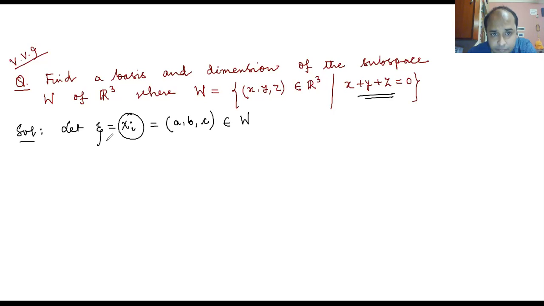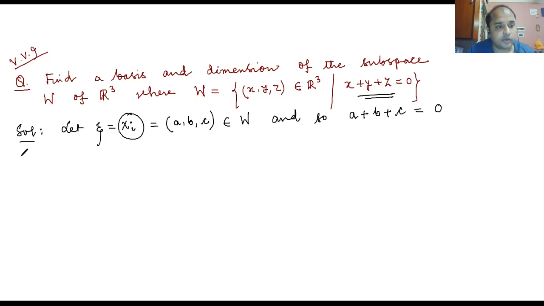The dimension of R3 is equal to 3. That doesn't mean the dimension of any subset of R3 will be 3. Let us find it out by ourselves. So xi equal to ABC, that is an arbitrary point from this particular set. Since the point has been selected from this particular set W, it satisfies the condition given in W. So A plus B plus C equal to 0.